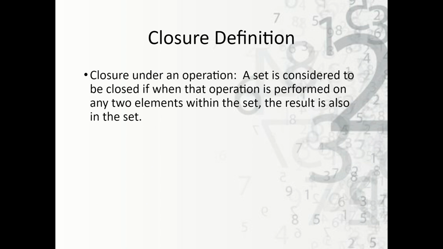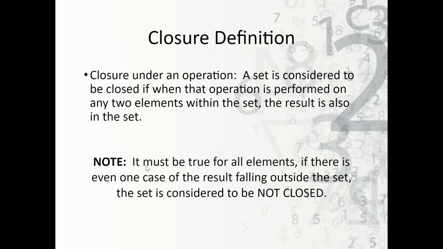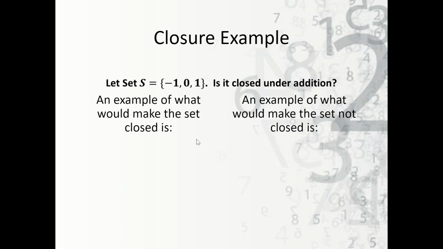Now closure definition. What does closure mean? Closure under an operation means a set is considered to be closed if when that operation is performed on any two elements within the set, the result is also in the set. Note that this must be true for all elements in the set. If there is even one case where the result falls outside the set, then it is considered to be not closed. So let's take a look at what this means.